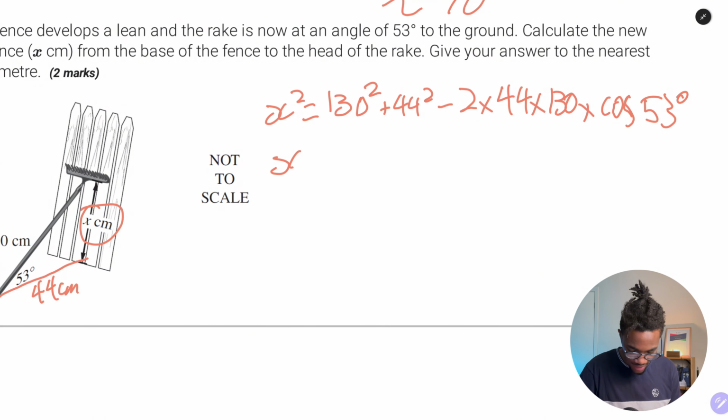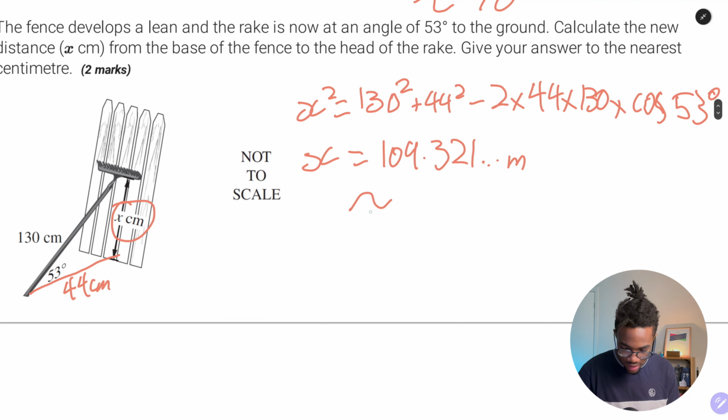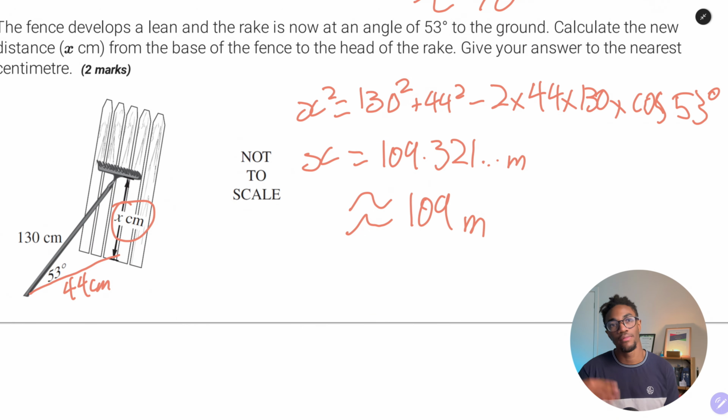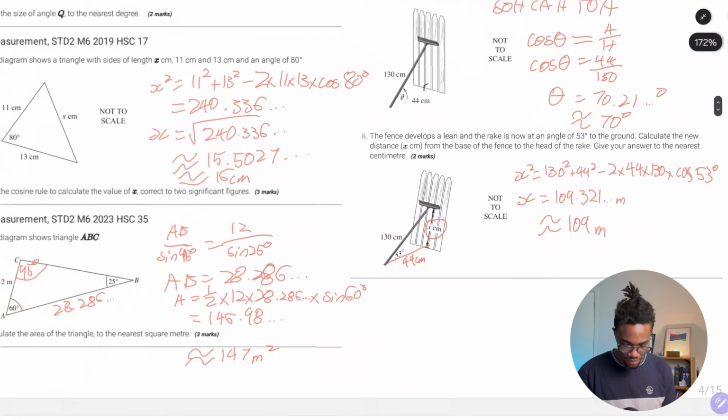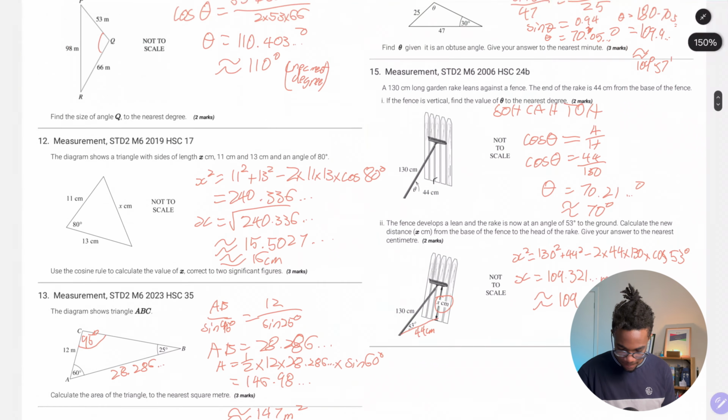x is then equal to the square root of 130 squared plus 44 squared minus 2 times 44 times 130 times cos 53 degrees. x equals 109.321... meters, to the nearest meter is equal to 109 meters. Easy. Let's move on to the next one.